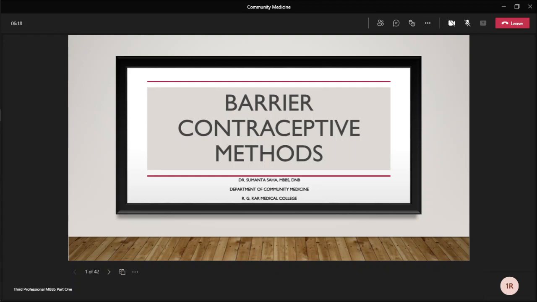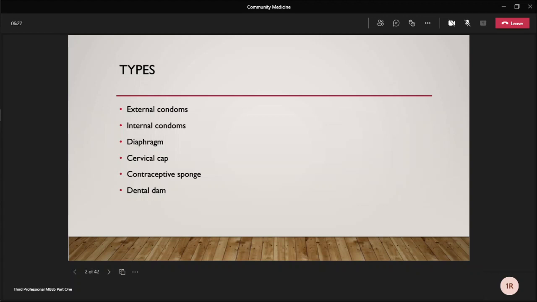Okay, so today's topic is barrier contraceptive methods. There are various types of barrier contraceptives, like condoms, external condoms, internal condoms. What are these? We'll tell you after some time. Then there are diaphragms, cervical cap, contraceptive sponge, and dental dam.